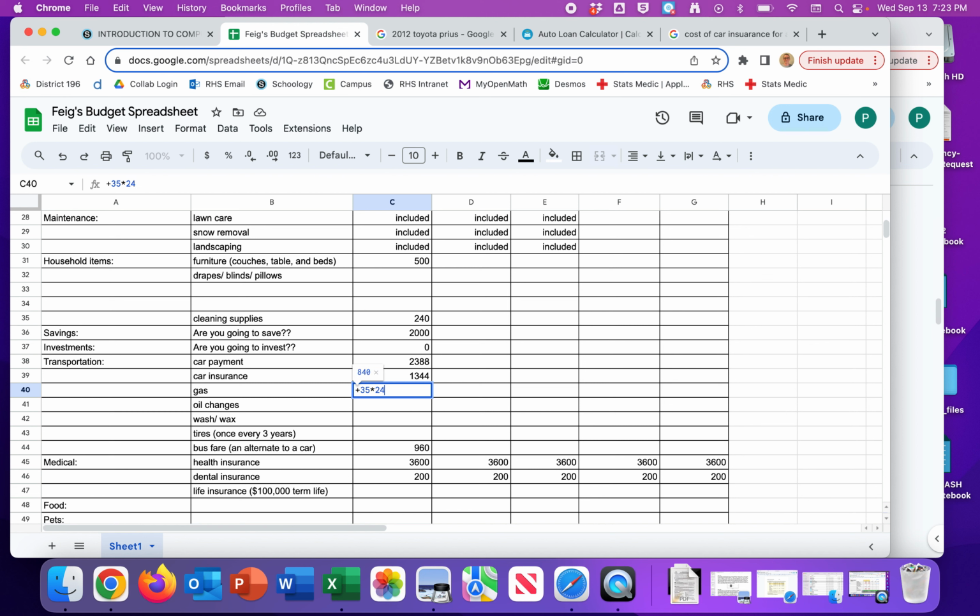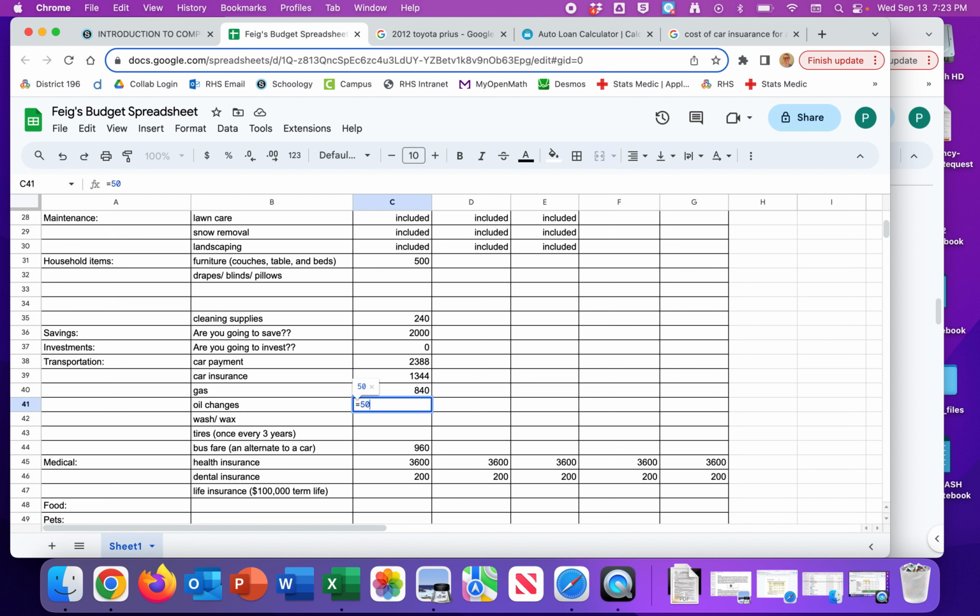So 24 times a year. 2 times a month is 24 times a year. So $35 per tank. Oh, oops. Equals, there we go. So $840 on gas. Oil changes, you can Google this too. Look it up. I'm just gonna throw a number in there. I think an oil change is like 50 bucks. I usually do 2 of those a year.